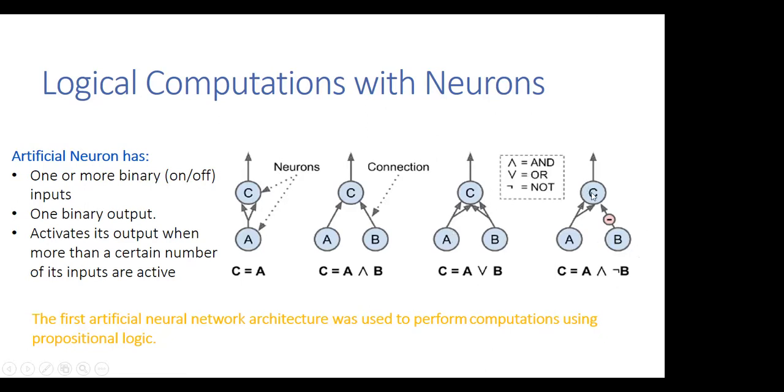And this one is more complex. This C will be active when A is on and B is off. And the first artificial neural network architecture was used to perform computations using propositional logic, like these logics we see here.